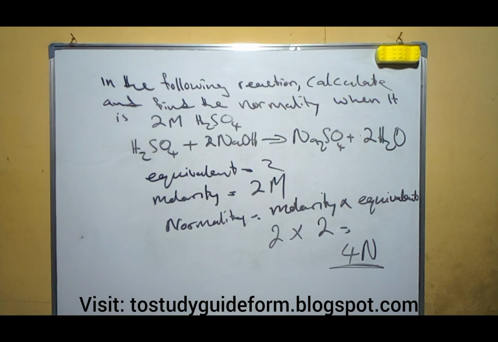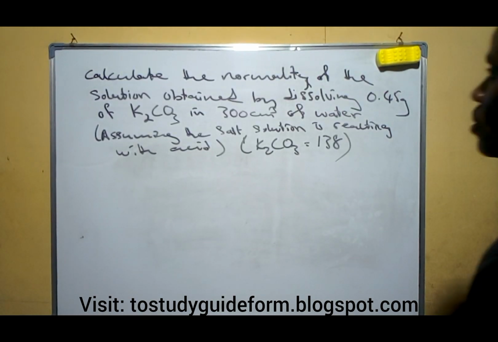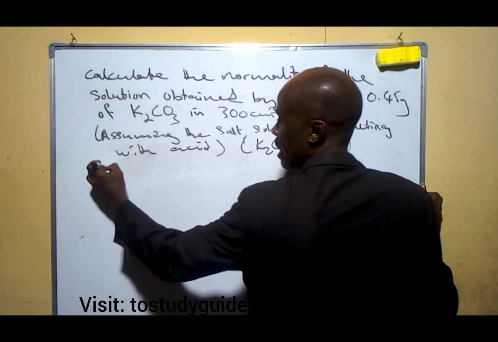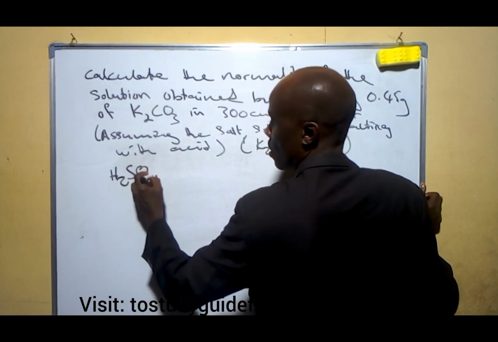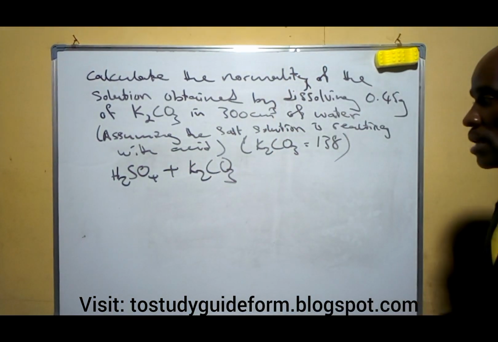Okay, let's look at the next question. It states: calculate the normality of the solution obtained by dissolving 0.45 grams of potassium carbonate in 300 cm cube of water, assuming that the salt solution is reacting with acid. If it's reacting with an acid, then we can look at the chemical equation of the salt and the acid.